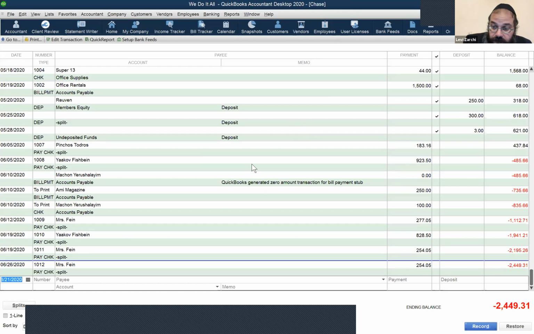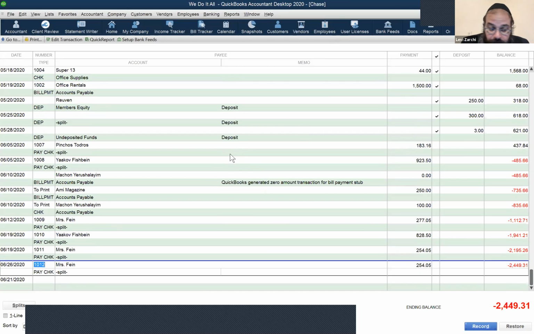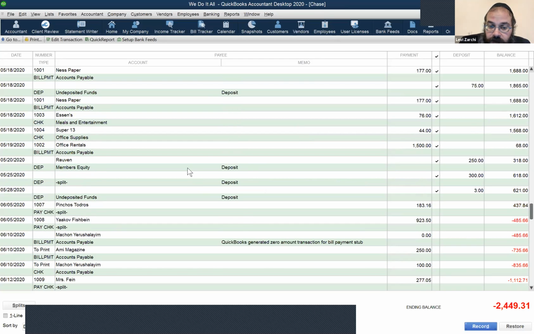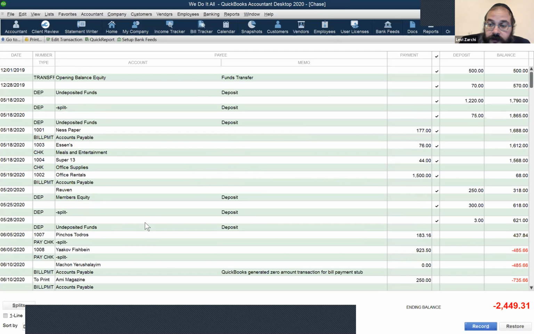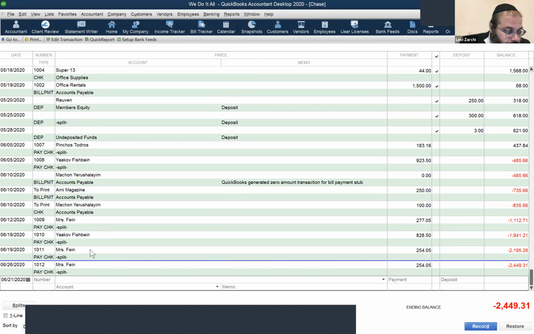Where is this here? It shows the ending balance is negative 2449, which would be incorrect in a second. I handed it this morning. Oh, yeah, you see it's 2449.31. We're off by $1,000. It says 1449.31.